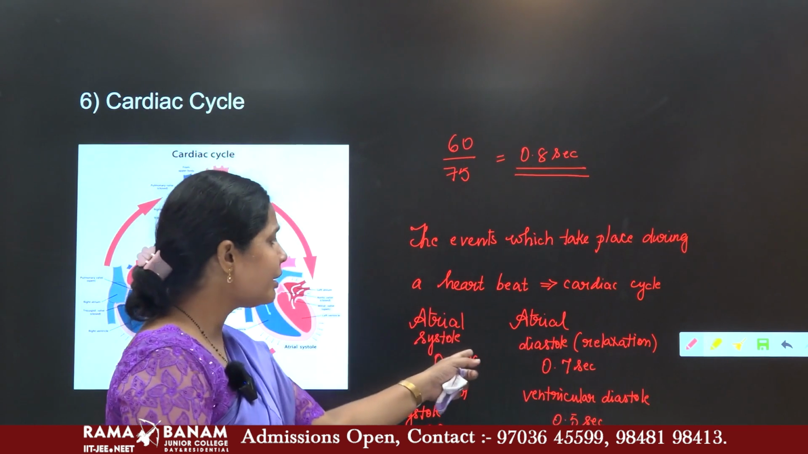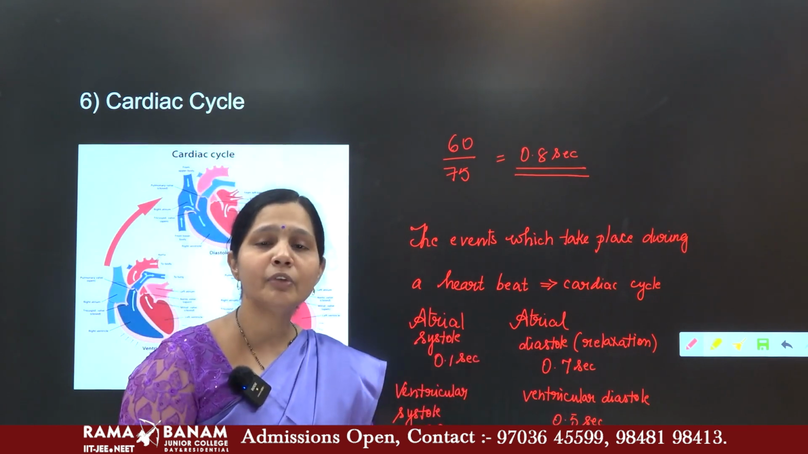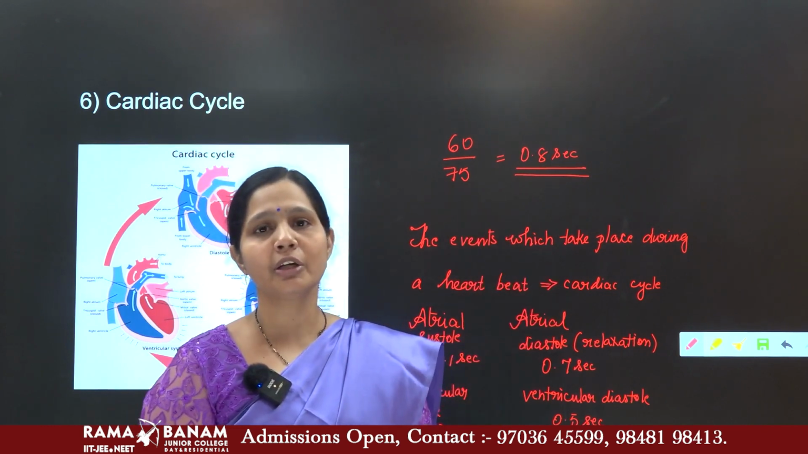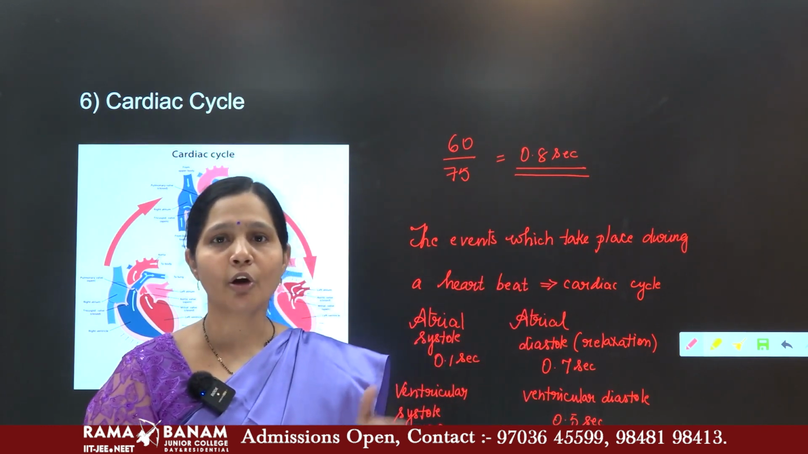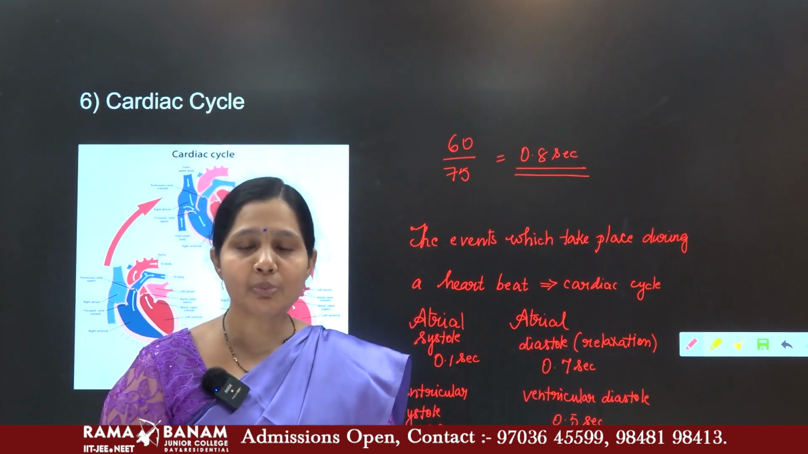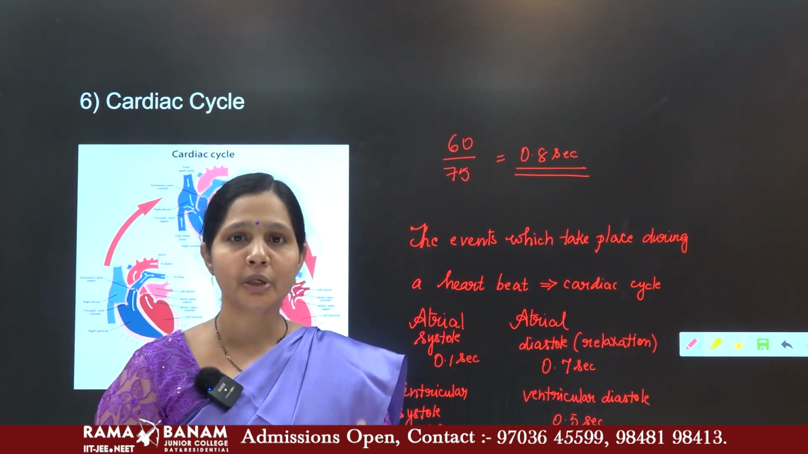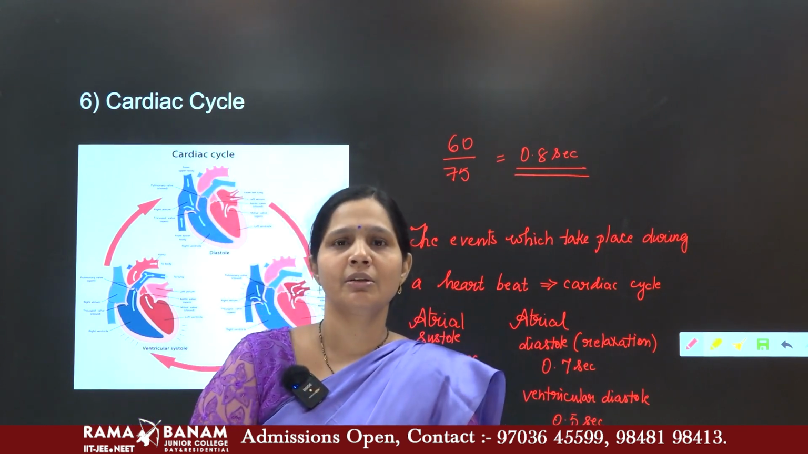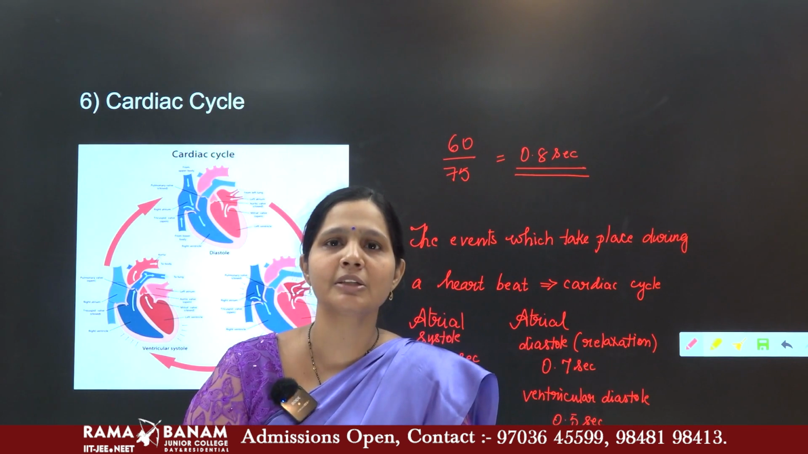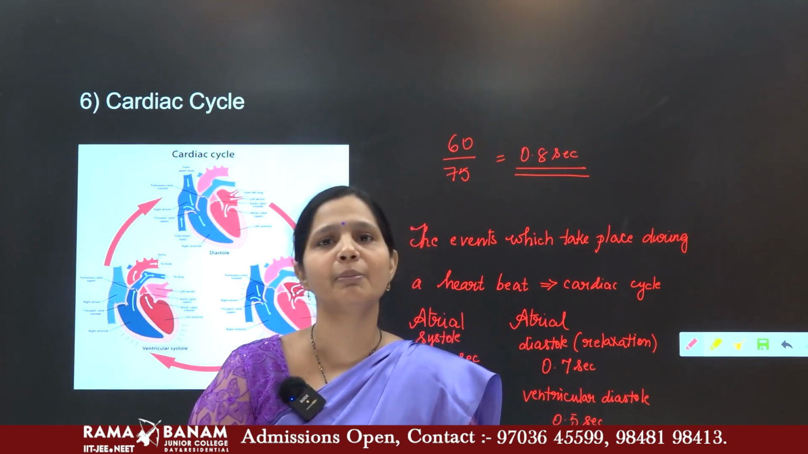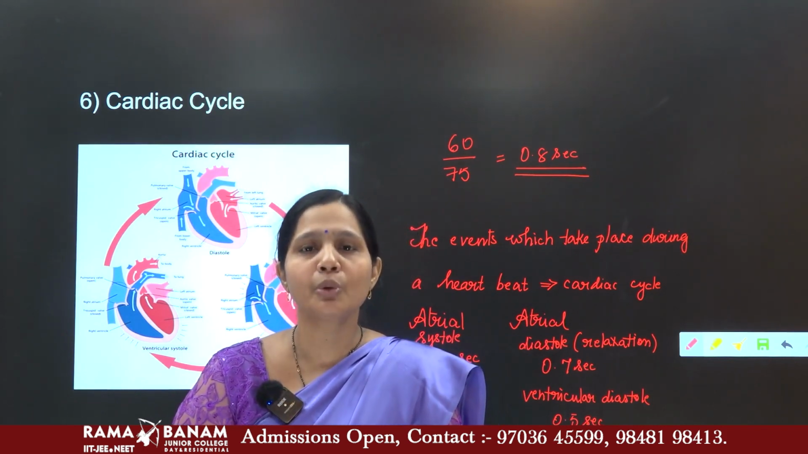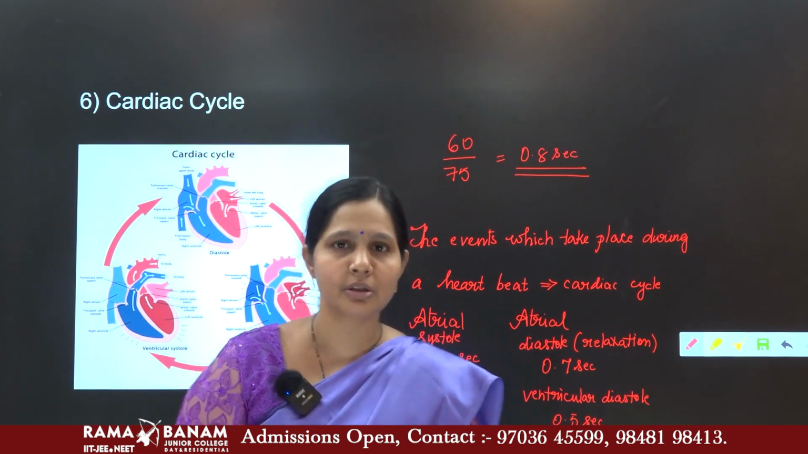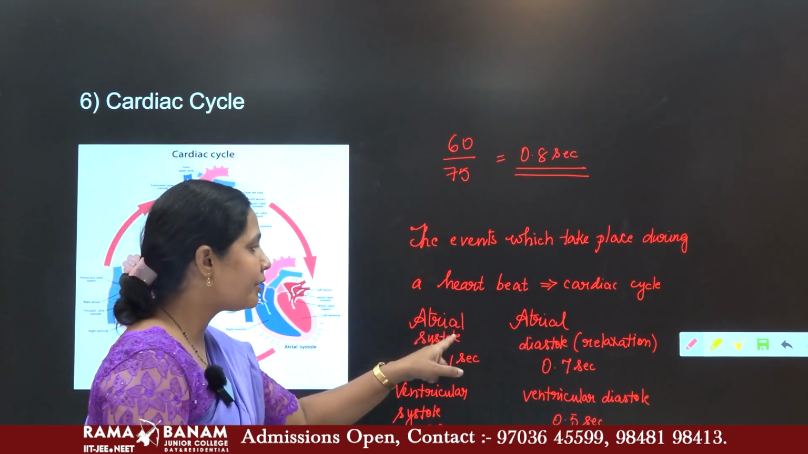So, during atrial systole, what happens? The blood which is present in the atria, that is in the right atrium the deoxygenated blood, and in the left atrium the oxygenated blood, has lots of pressure and turbulence, and then the atrioventricular valves, that is the tricuspid valve and the bicuspid valve, are open, so that the blood flows into the respective ventricles, right. That happens during atrial systole.